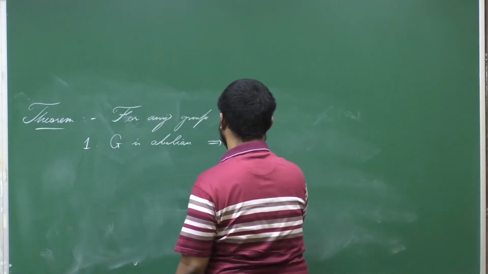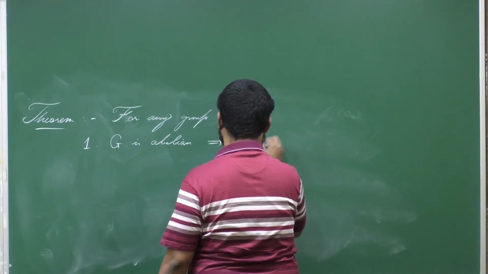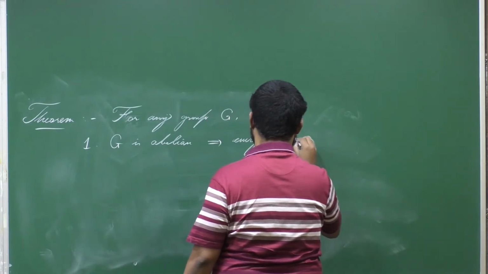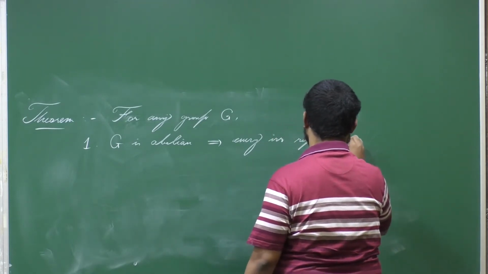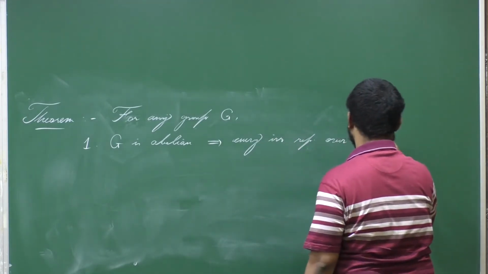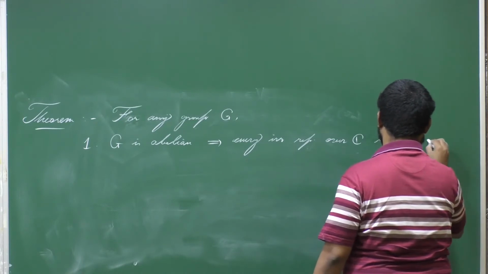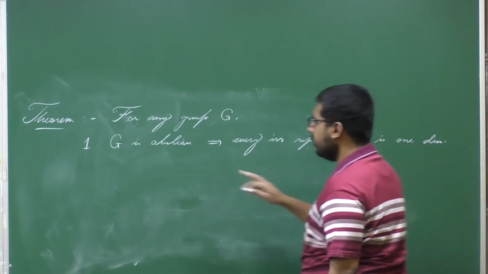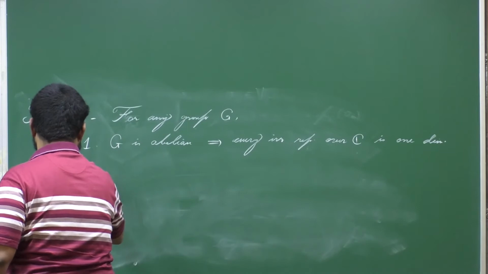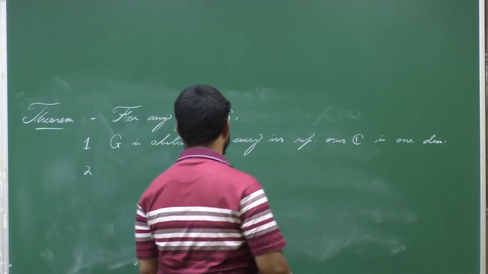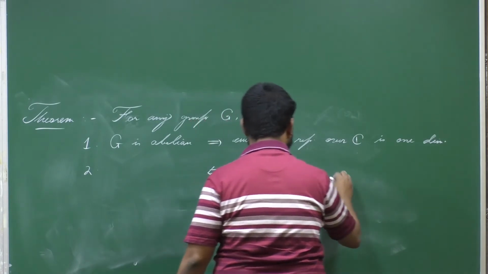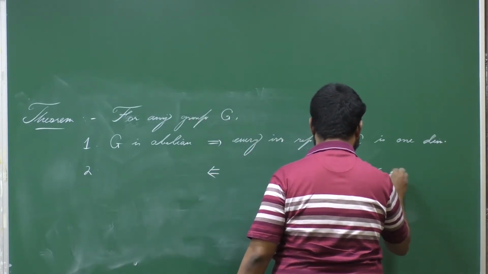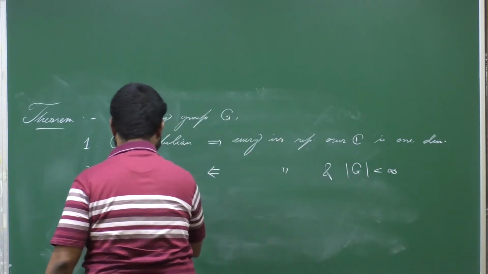Every irreducible representation over C is one dimensional. This is what we obtained as Schur's lemma. Now when G is finite, the converse also holds. So if this is there and G is finite, then this implies G is abelian.